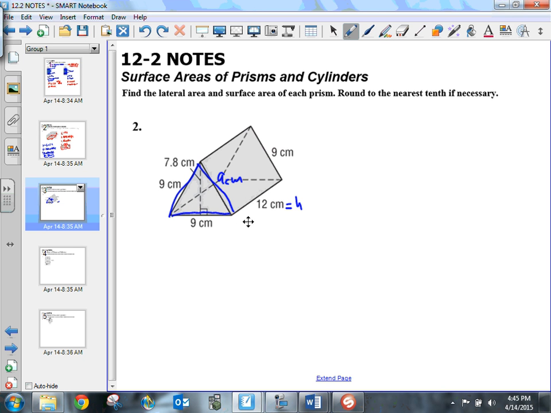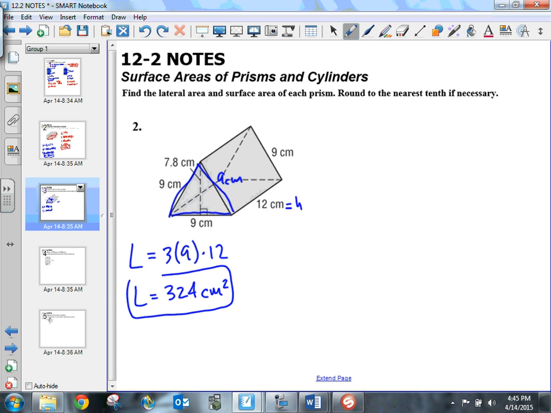So let's take a look at our lateral area. Now our lateral area is the perimeter of our base, which is 3 times 9, times the height, which is 12. And if I simplify this, I end up getting that my lateral area is equal to 324 centimeters squared. Okay, that's my lateral area.